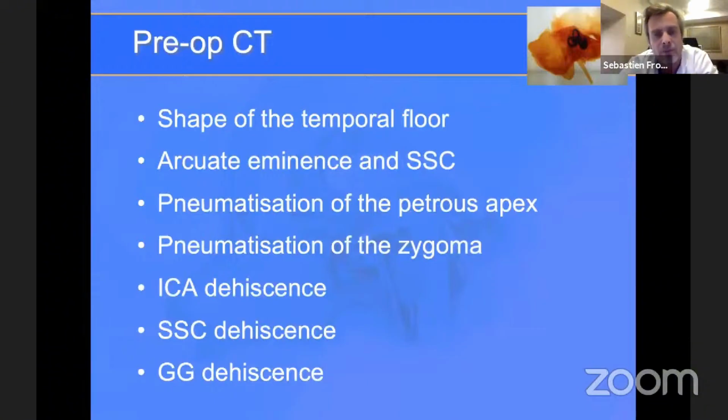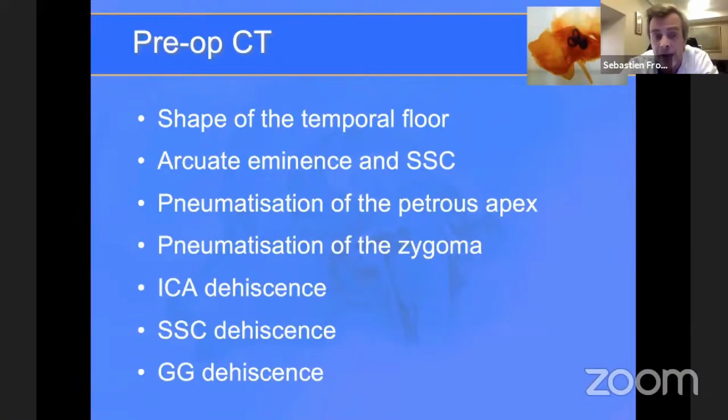So shape of the temporal floor, arcuate eminence, relationship with the superior semicircular canal, how pneumatized is the petrous apex, are there air cells in the zygoma? If you cut the zygoma, you may open it. If you don't figure it out, you can have a leak post-op just because you forgot to put bone wax in this area. It's important to know if there is bone over the ICA.